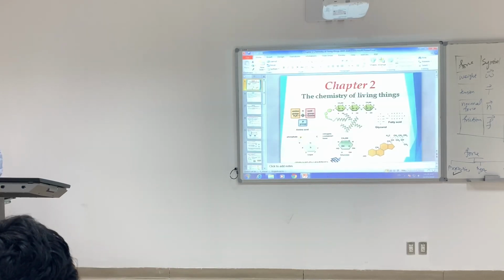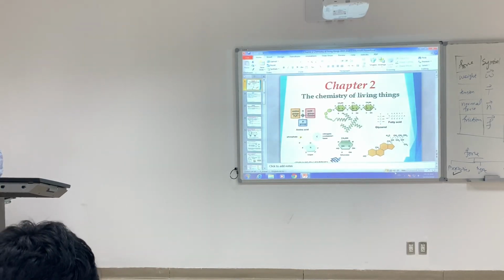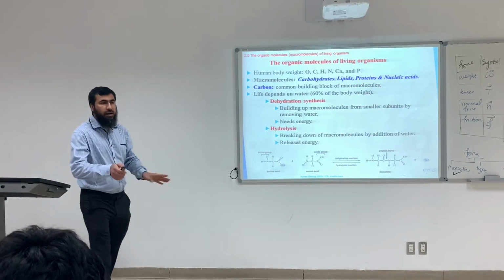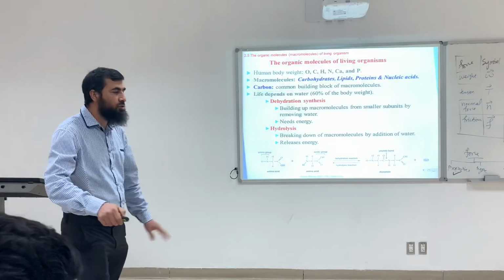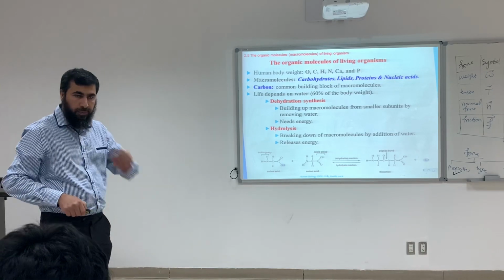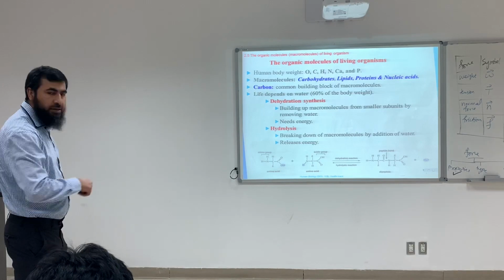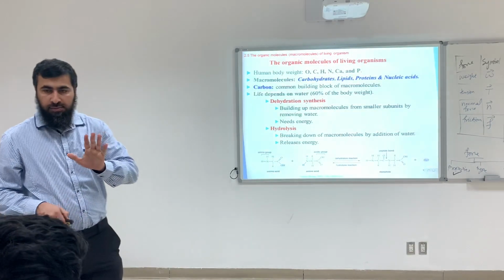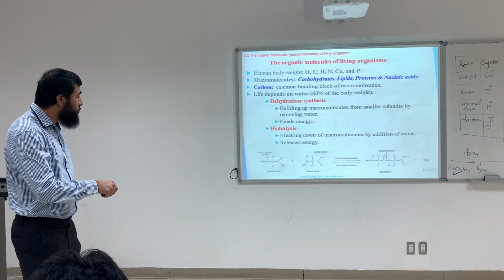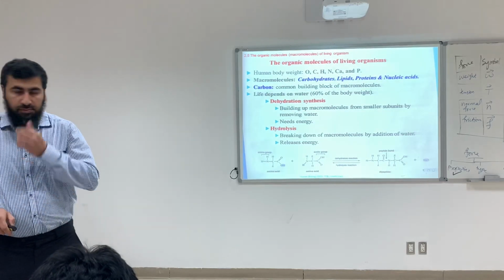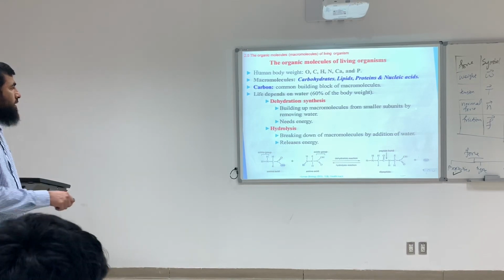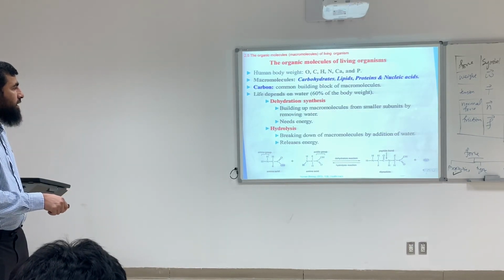So remember, chapter 2 is mostly all from the slide, okay? Just to reiterate, the macromolecules of life are carbohydrates, lipids, proteins, and nucleic acids, okay? The main building block of all the macromolecules is carbon. There's two types of reactions. Dehydration, remember, is building molecules. It needs energy. Hydrolysis is breaking down.